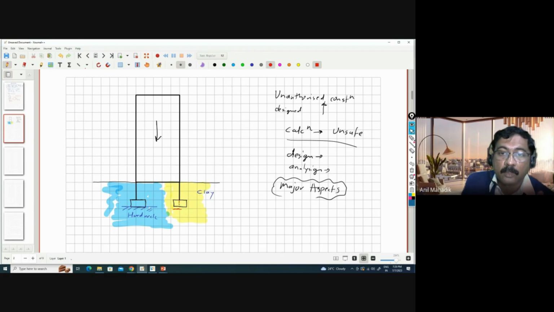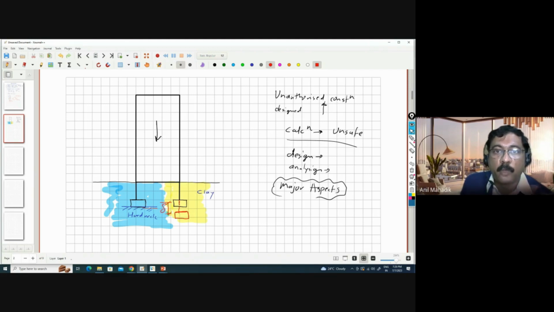Okay, so that means this footing will go down after load application, after say a few months or few years, whatever. Now there is a big displacement gap, you can understand here. Okay, so there is too much displacement.